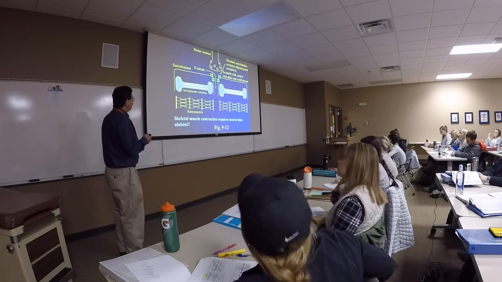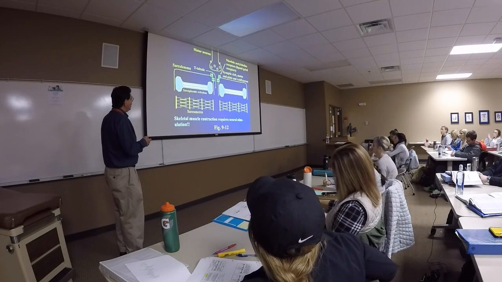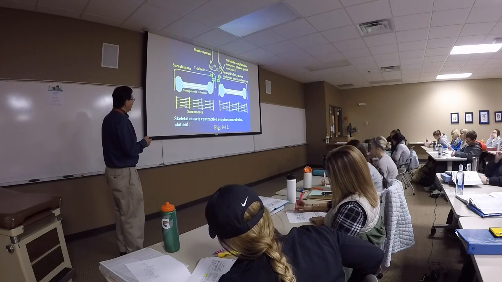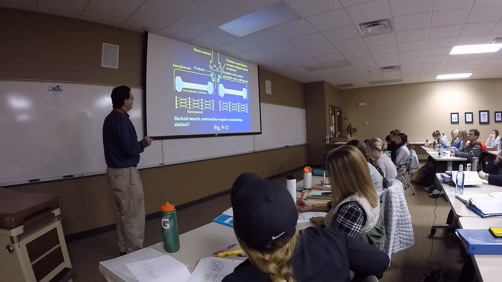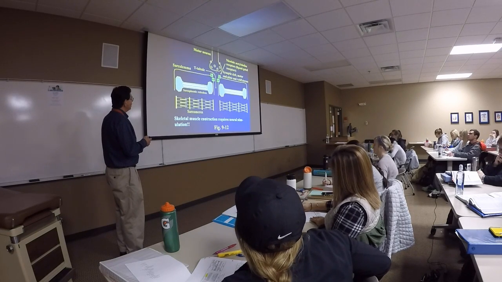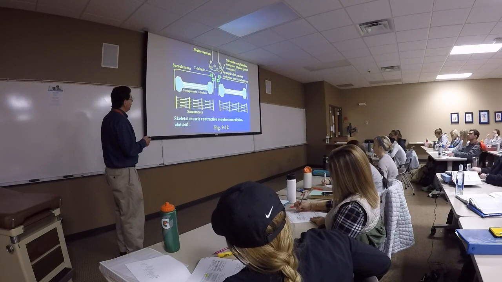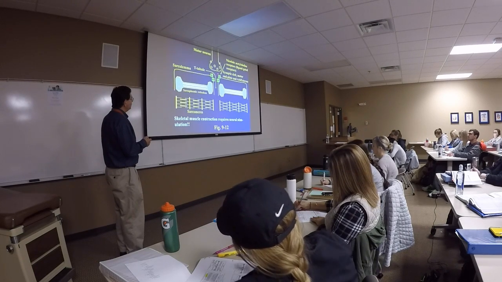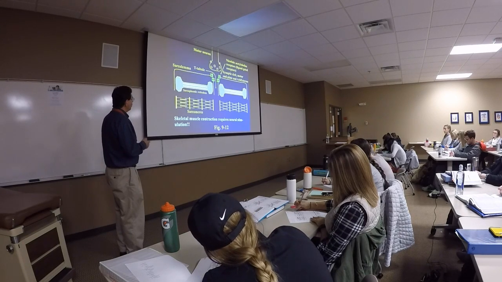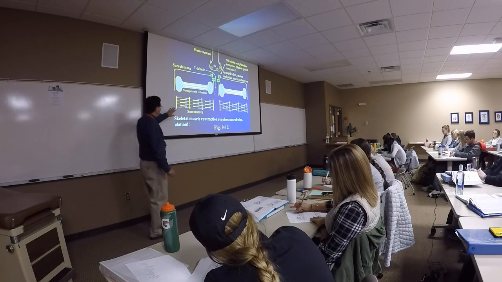So here we have a motor end plate. Right here would be nicotinic acetylcholine receptors. These are ligand-gated receptors here at the motor end plate. This is the motor end plate. This region between the synaptic terminals and the motor end plate, that's called the synaptic cleft. Here's T-tubules, here's the sarcolemma, sarcoplasmic reticulum, sarcomeres.